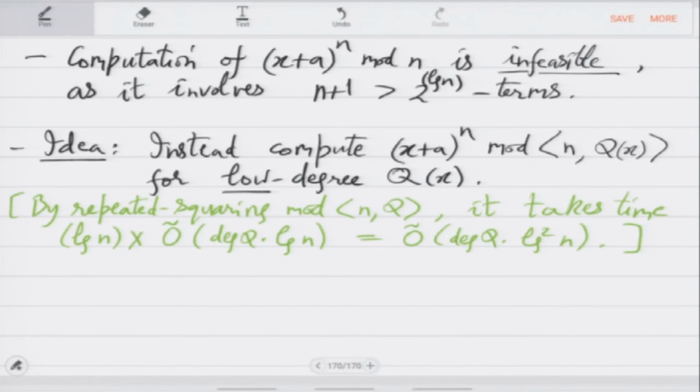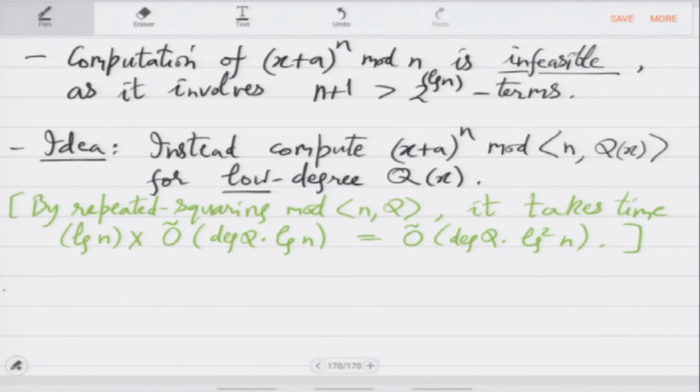So in this much time you can compute (x + a)^n mod (n, q). If the degree of q is small, this is polynomial time. Small means polynomial in log n. So this actually works. It gives a different and a new randomized primality test.